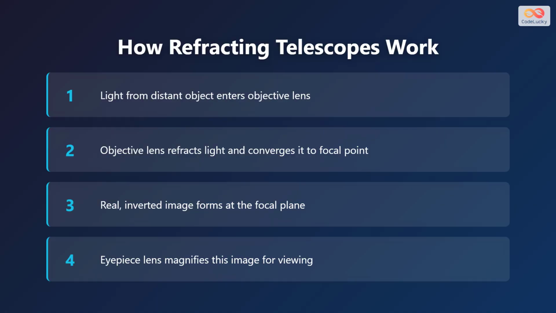Here's how a refracting telescope works step by step. First, light from a distant object enters the objective lens at the front of the telescope. Second, the objective lens refracts, or bends, this light and converges it toward a focal point. Third, at the focal plane, a real inverted image is formed. This means the image is upside down compared to the actual object. Finally, the eyepiece lens magnifies this inverted image, making it large enough for your eye to see clearly. The process relies entirely on the refraction of light through curved glass lenses.